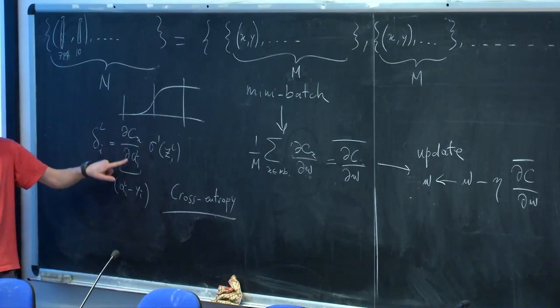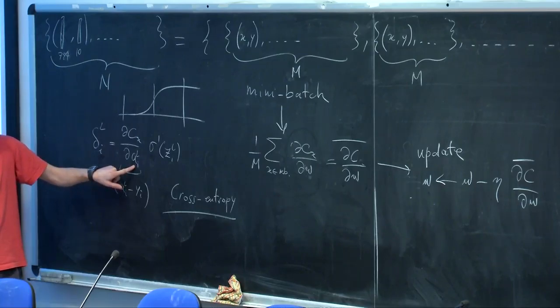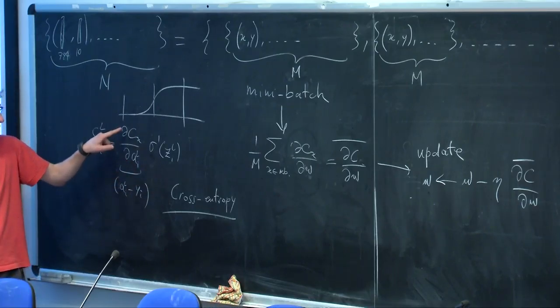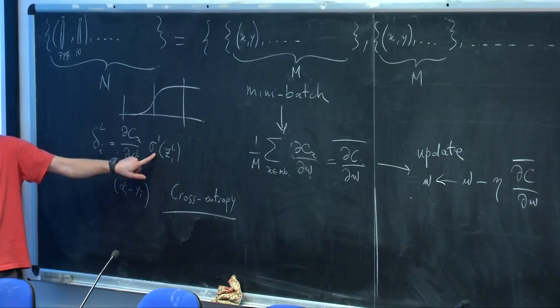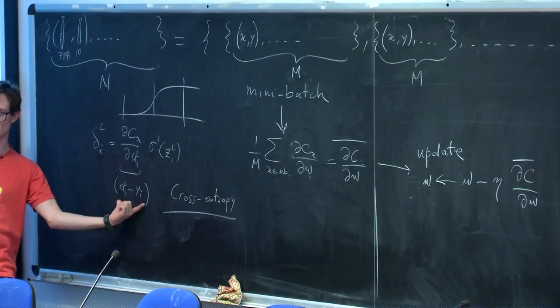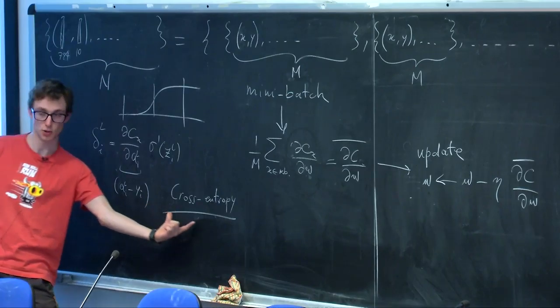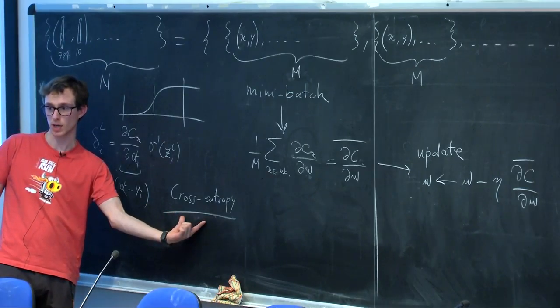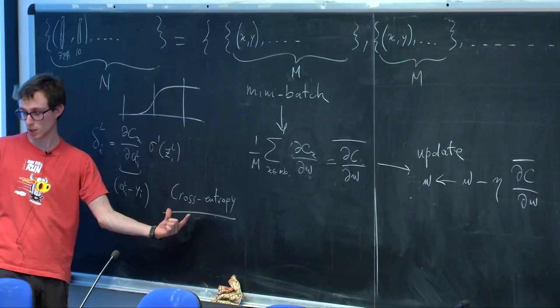The reason is simple, because when you take the derivative of this cross entropy function with respect to the output, this thing gives you 1 over this derivative. So this derivative cancels, and basically the error is just this, for this choice of the cost function. It's all well explained in the notes.